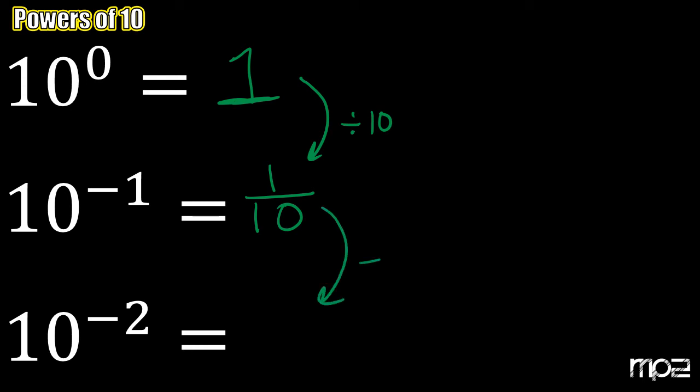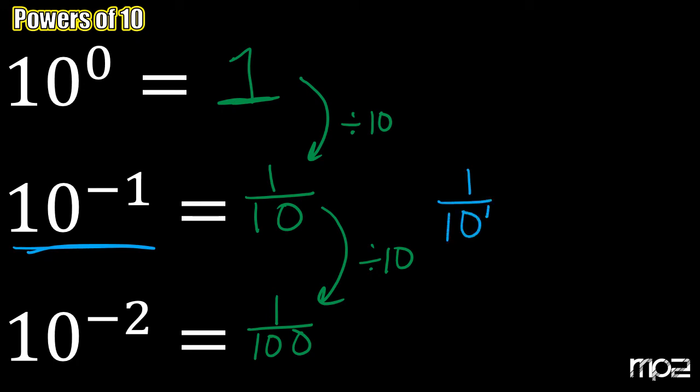And so if I kept the pattern going for 10 to the negative second power, I can write this as 1 over 100. And there are some other ways that I can write 10 to the negative first power and 10 to the negative second power. Let's just focus on the first one. I can also write this as 1 over 10 to the first power. Or I can write it as a decimal of 0 and 1/10.